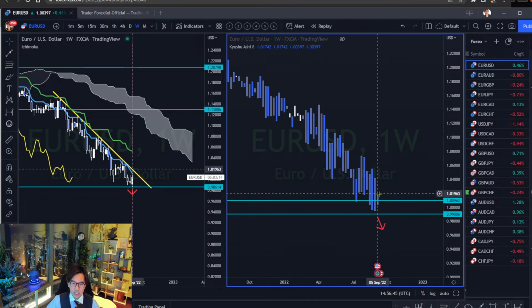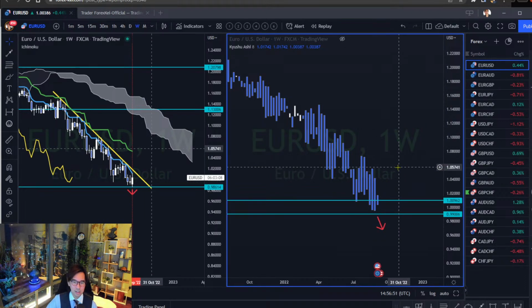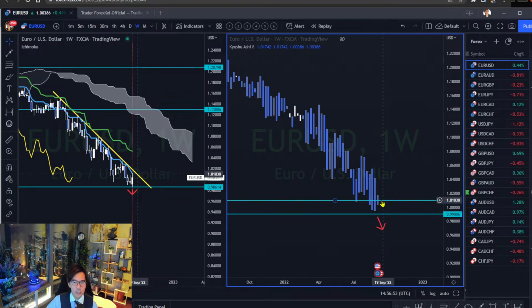But if I start to see the bullish Kyushu Ashi, then I might stop. It might go up afterwards. So I might start to look for the buying edge from the lower time frames, from the short term or mid term.